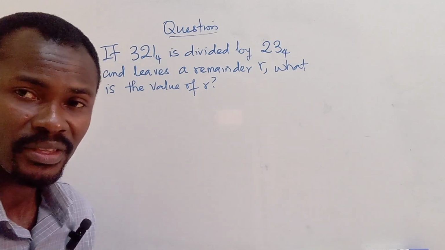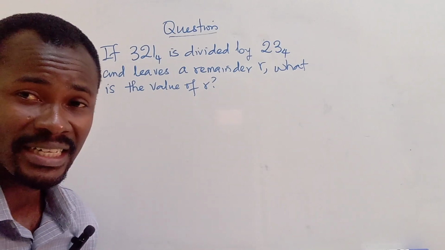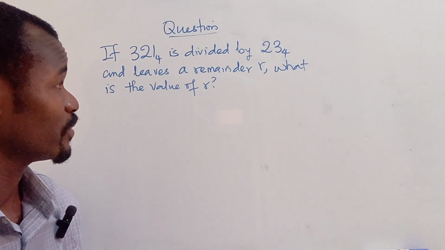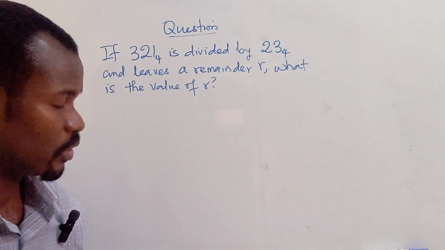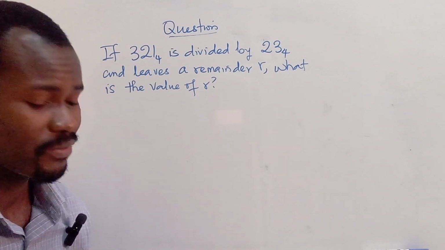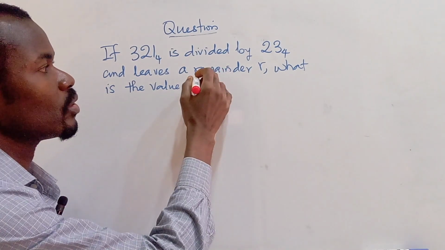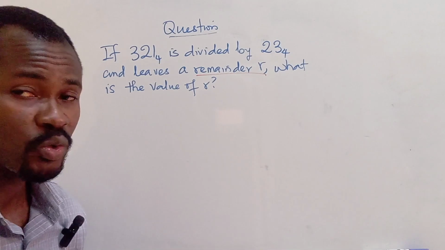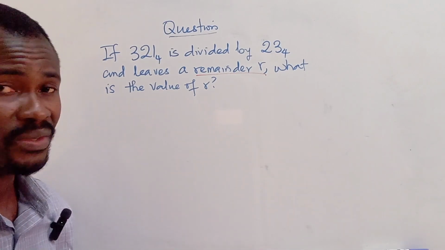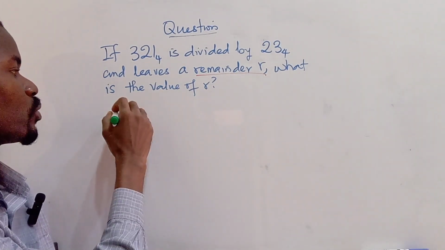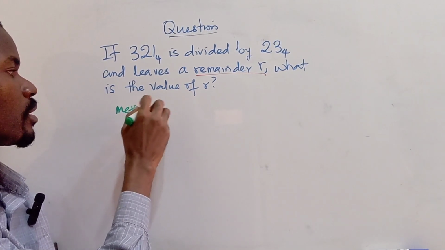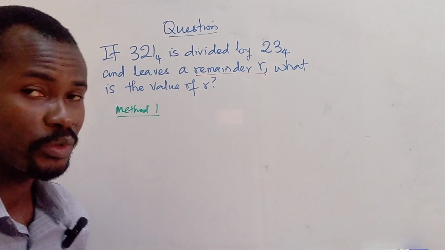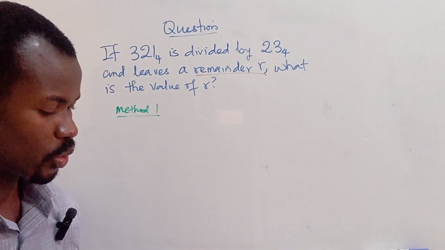Let's look at the question on the board today. It says if 321 base 4 is divided by 23 base 4 and leaves a remainder r, what is the value of r? So we want to look for the remainder, which is r. There are two methods we are going to use to solve this, but let's start with method 1. In a separate video, I'm going to solve using method 2.